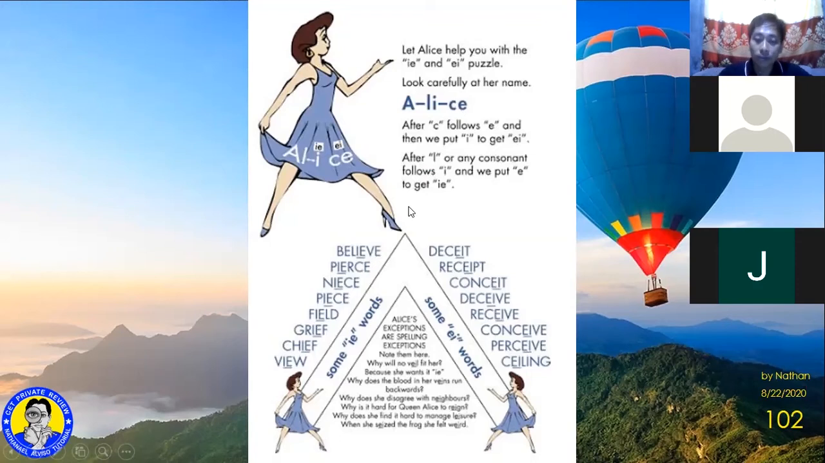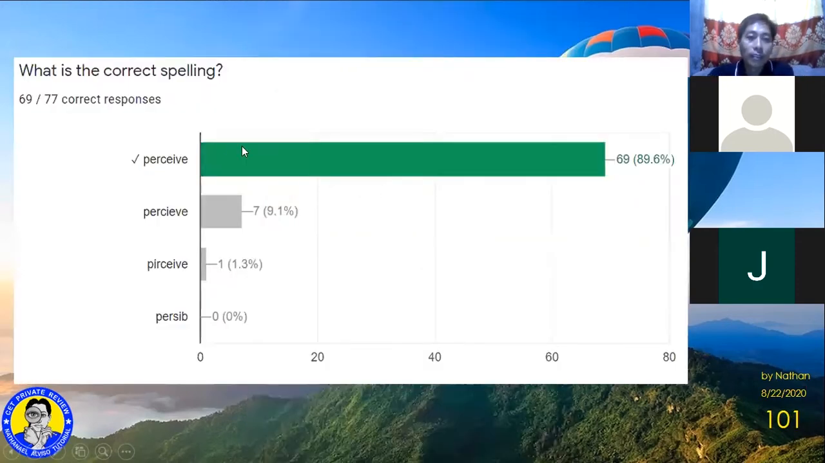So if you have here perceive, normally I will comes before E. But since there's a C in this word, then E will attach to C and I will comes after. Okay, that's the rule of Alice. I before E, but not after C. Okay.